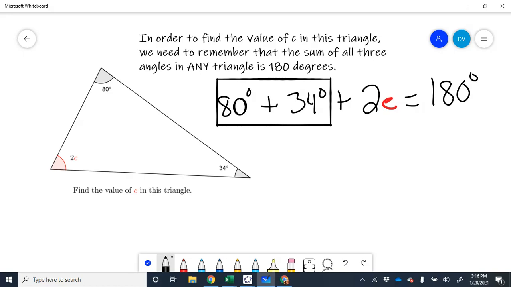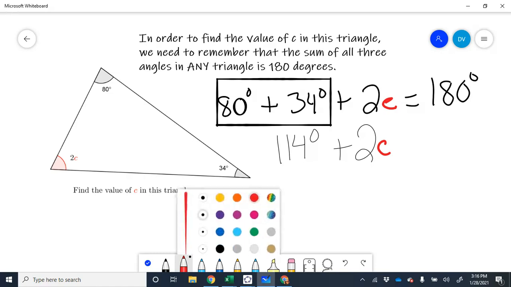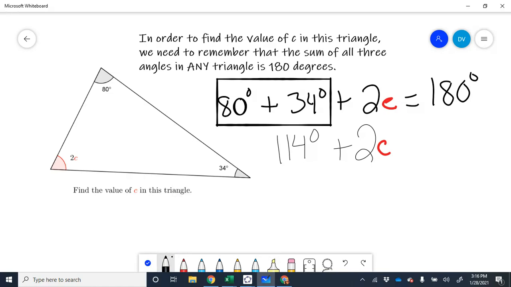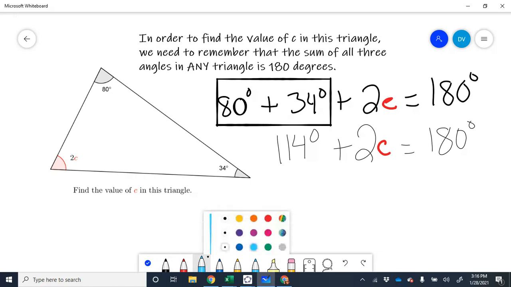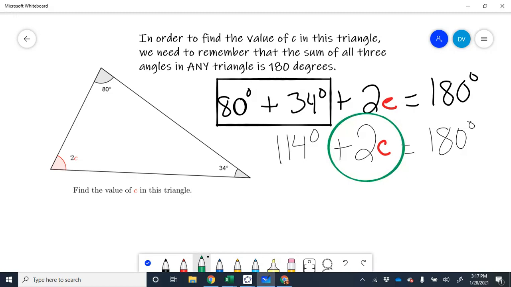The new equation that we get will be adding these two like terms, 80 degrees plus 34 degrees, which will give us 114 degrees, plus 2c, and that will equal 180 degrees. Next thing we're going to want to do is isolate 2c. How could we isolate this part of the problem that has 2c in it?